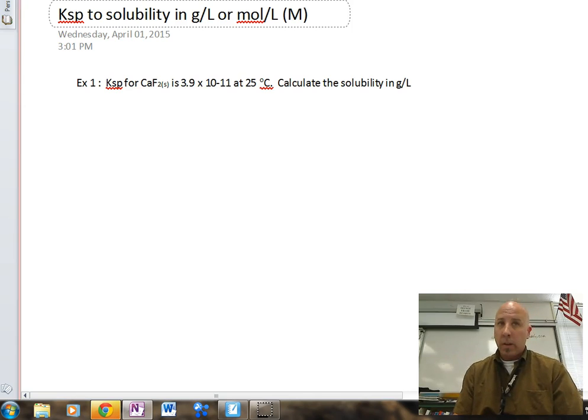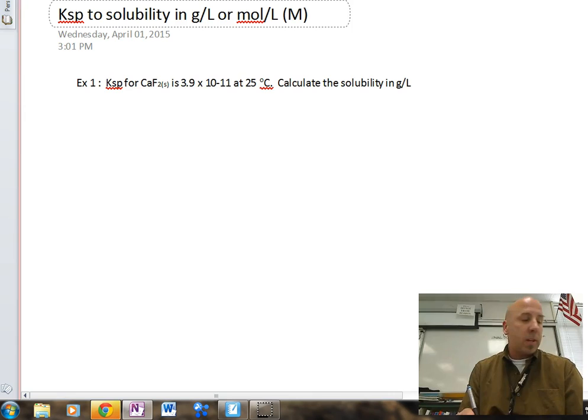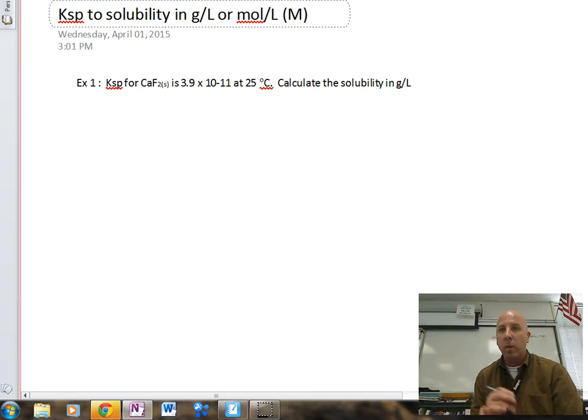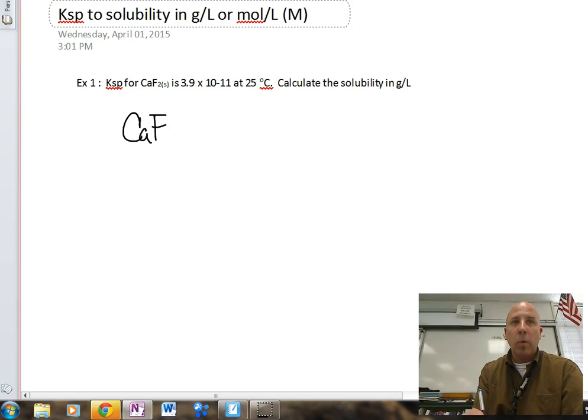Calcium fluoride, solid, has a Ksp value of 3.9 times 10 to the negative 11th, which is a pretty small value. And then we are going to be asked to calculate the solubility in grams per liter. So we're going backwards from what we did last night, like I said before. So let's jump right into this. The first thing we're going to do is write a dissociation equation for when calcium fluoride dissolves in water, even though it doesn't dissolve very much.